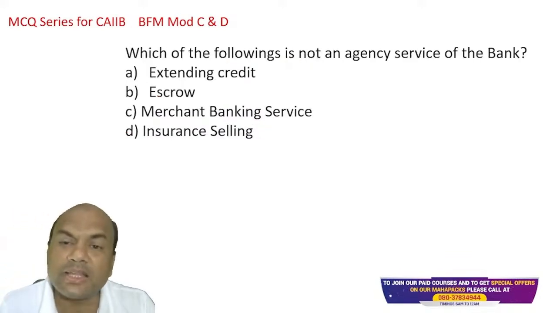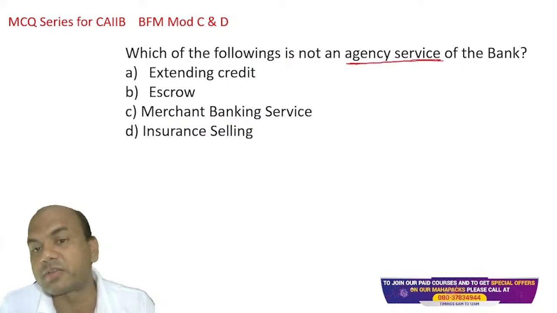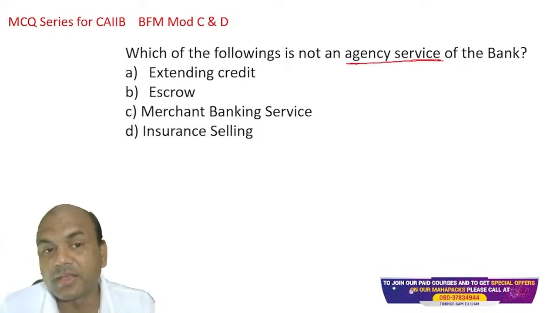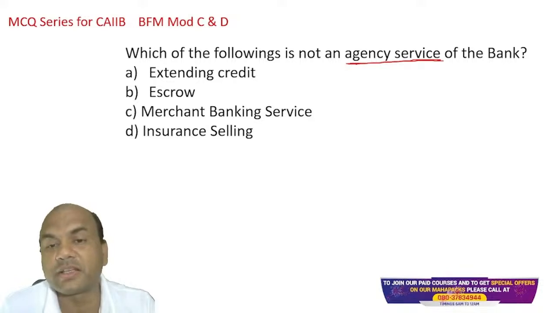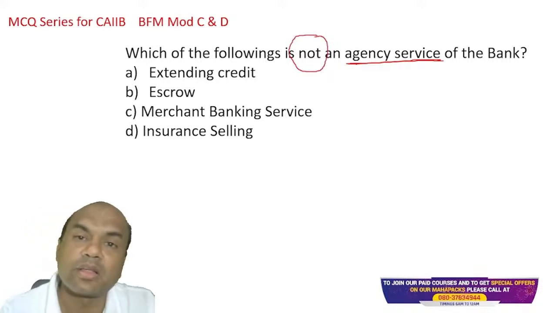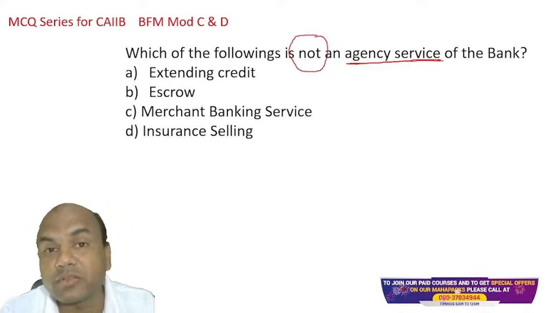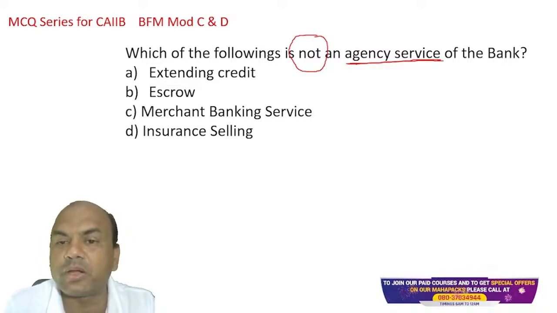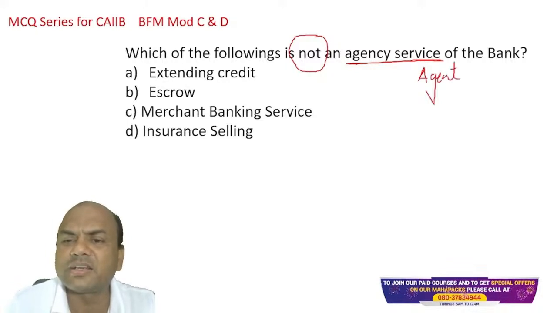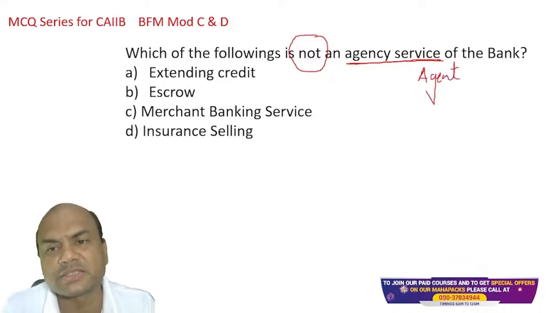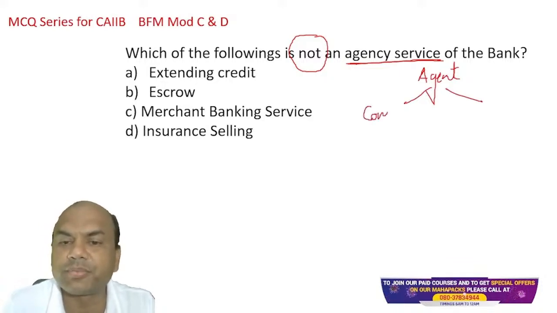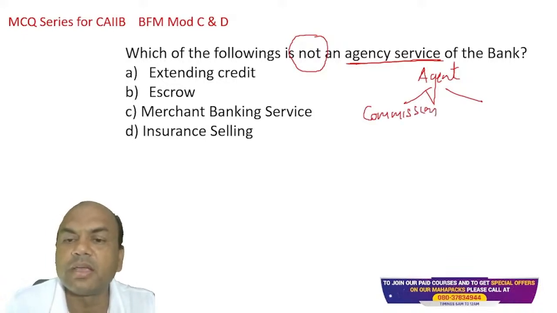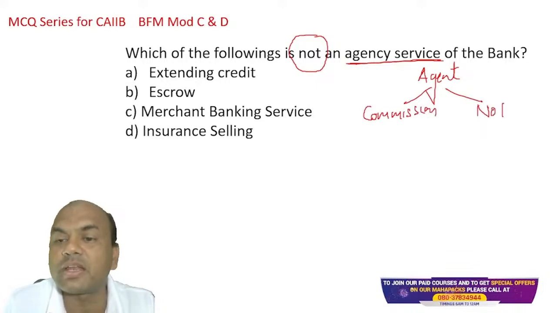Which of the following is not an agency service of the bank? Agency service. Okay, now this is a simple question. Extending credit, escrow, merchant banking service, and insurance selling. Which should not be an agency service? You want not. Okay. Agency means what? In this product, the bank will get a commission without any risk. Look at this. The main point about an agent: any agent, we see LIC agents, we see mutual fund agents. What is the rule? They have twofold rules. One is commission. They get the commission. And second is no risk. They don't have any risk.